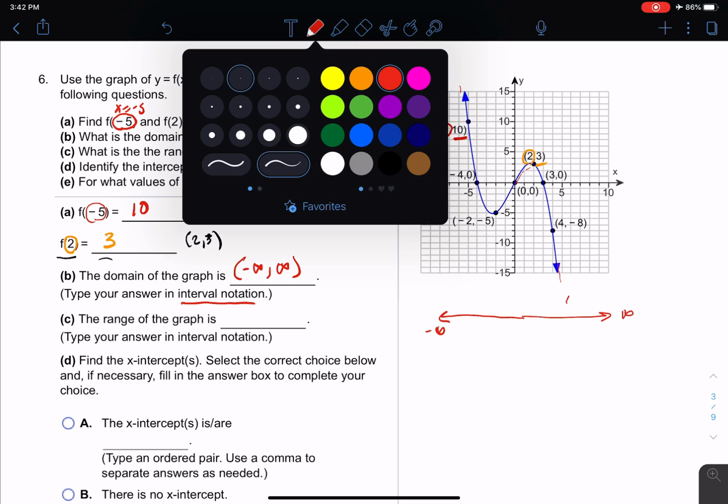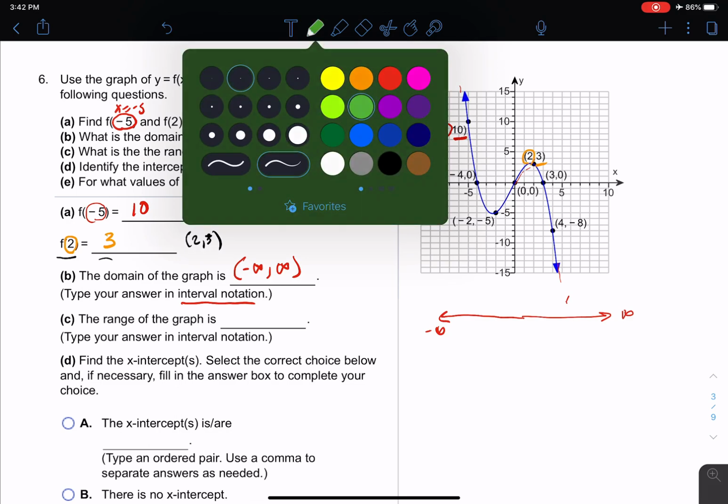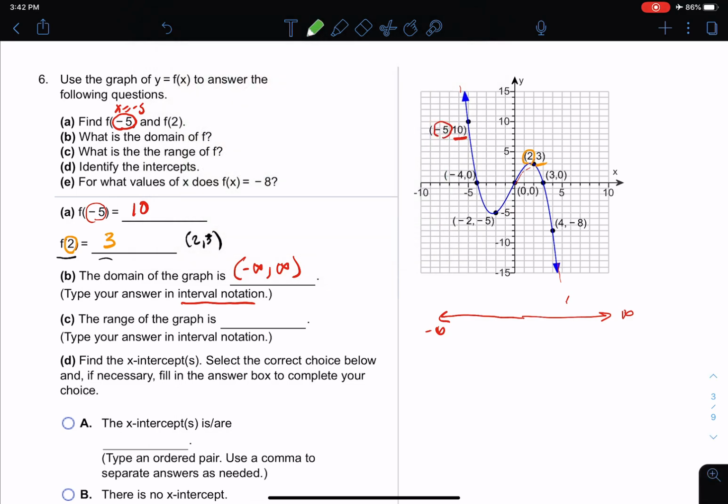And then let's go ahead and use, I guess, green for the range. Now range, remember, is y value, so if I start here, the range actually goes up and then it goes down forever, so it's going down forever, negative infinity. And if I start here, it goes down, but then it ends up going up forever. Well, that's bringing me towards positive infinity. So the range is all reals, negative infinity to positive infinity.